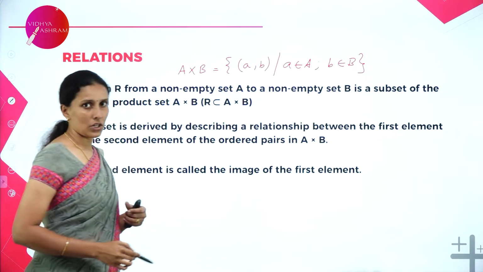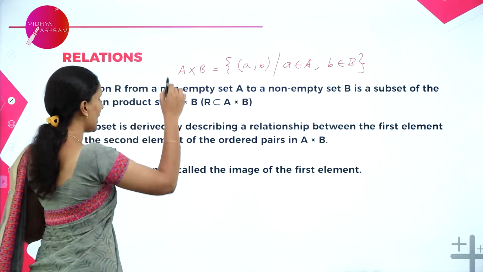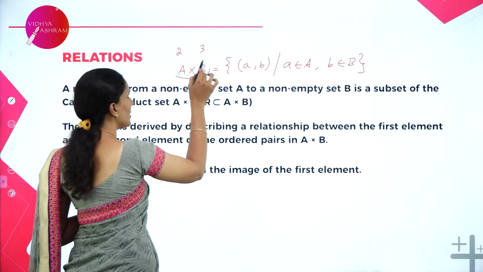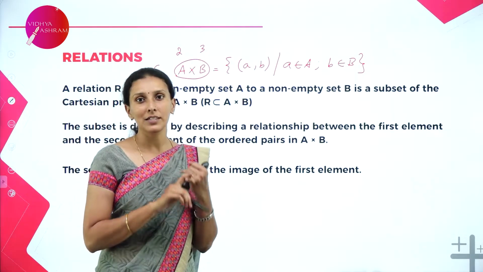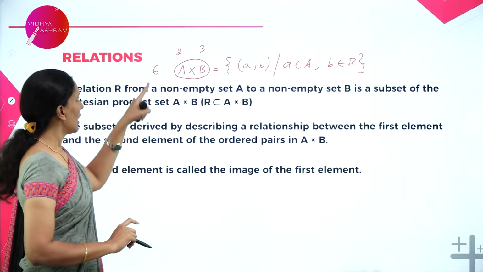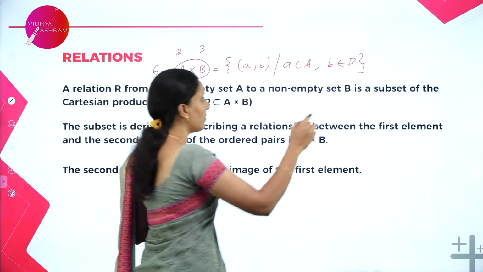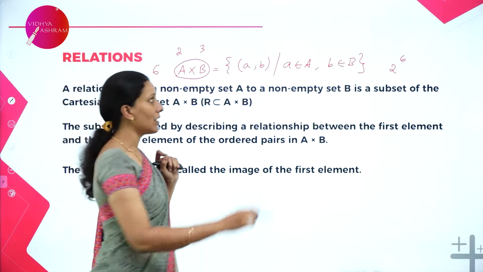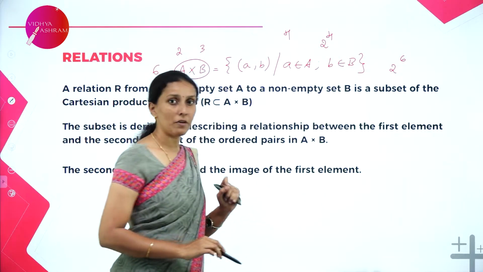So this is our Cartesian product. Coming to the number of elements in a Cartesian product, suppose set A contains 2 elements and set B contains 3 elements, then the number of elements in A cross B will be equal to 6. We know how many subsets can be formed when the number of elements inside a set is given. Suppose A cross B contains 6 elements, then the number of subsets that can be formed is 2 to the power 6. Suppose A cross B contains 4 elements, then the number of subsets that can be formed is 2 to the power 4.